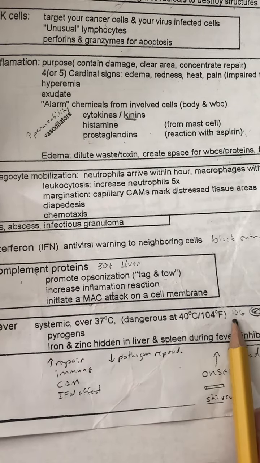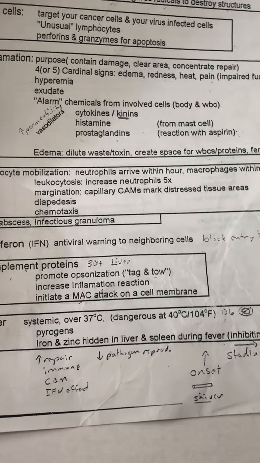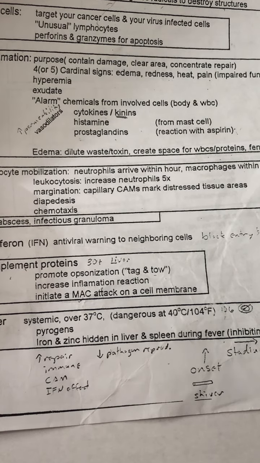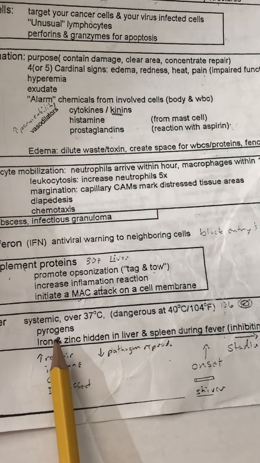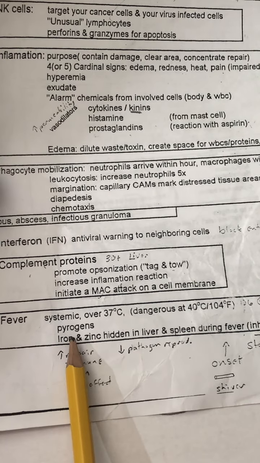At these temperatures, by the way, you literally begin to cook proteins, and so you're destroying particularly macromolecules inside your body. Any chemical that can promote a fever is called a pyrogen.